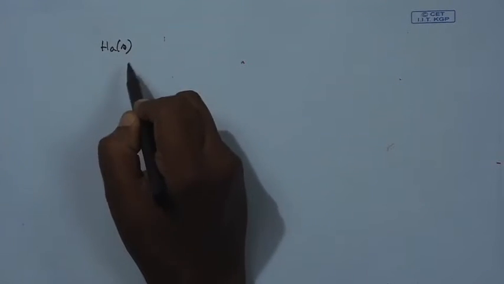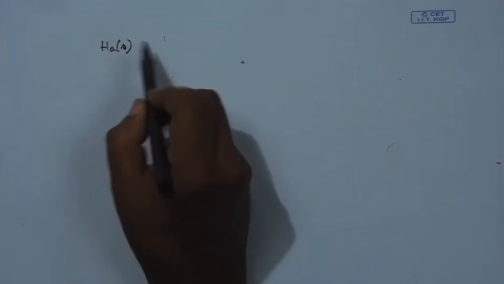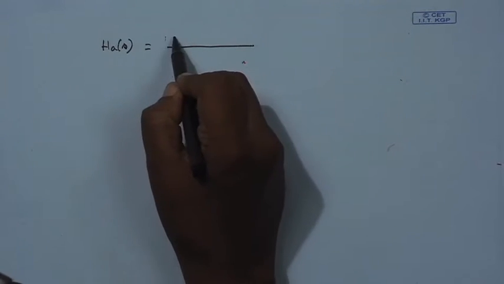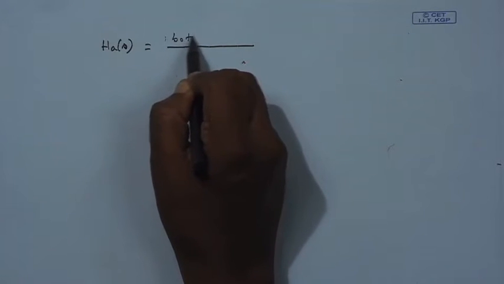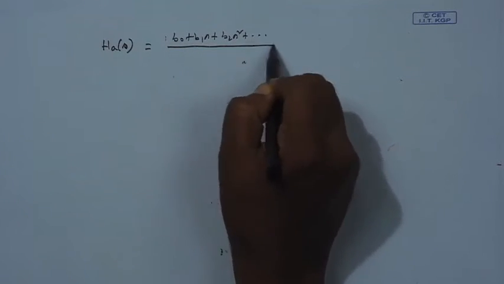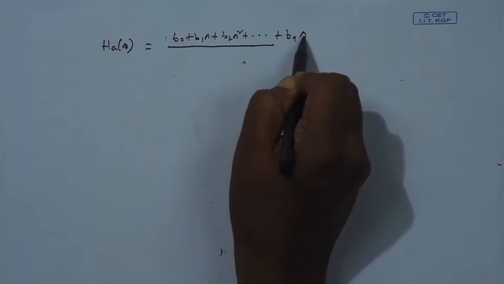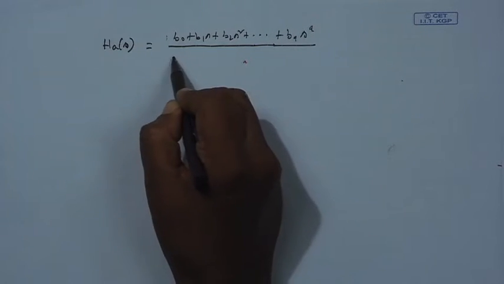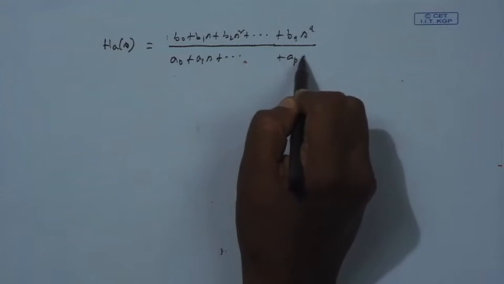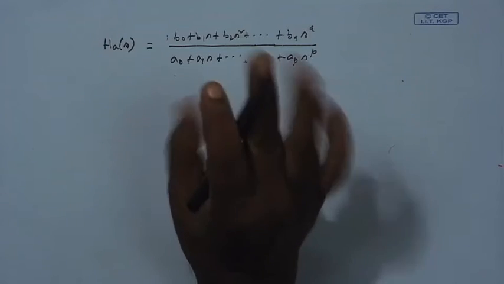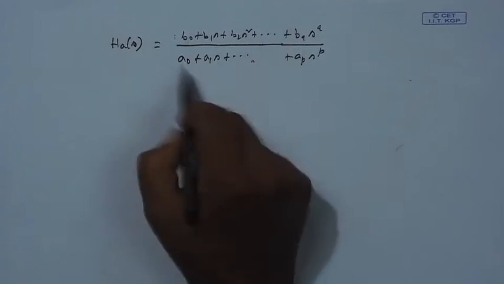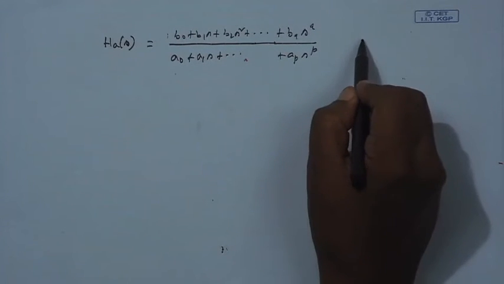Suppose an analog filter has been designed. H(s) could be Butterworth, could be anything, but it is in general a rational form: B0 plus B1 s plus B2 s square dot B_q s to the power q divided by A0 plus A1 s plus dot A_p s to the power p. Suppose an analog filter H(s) has been designed which is stable, causal, rational.